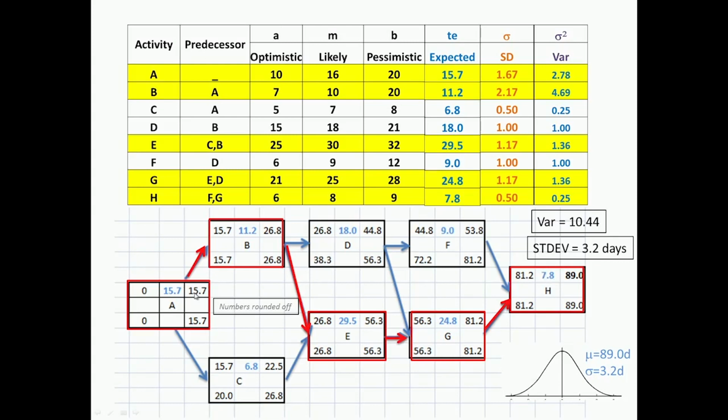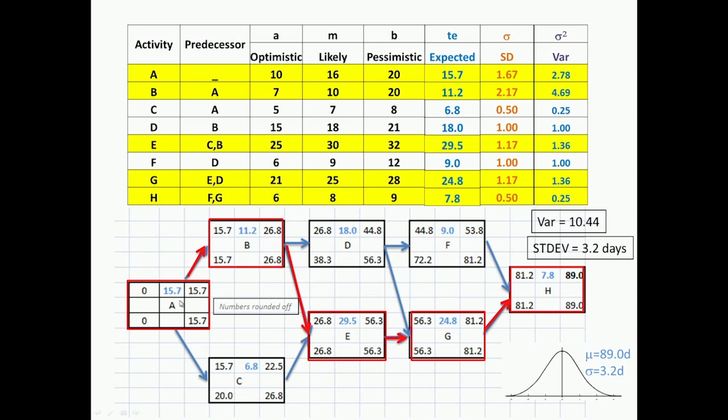Okay, and now, like we discussed earlier, I will have to find the variance of this 89 being the mean. What is the variance of this distribution? We remember it is the sum of the variances. So I have to take the sum of the variance of A, B, E, G, H, and sum it up, and I get a total variance of 10.44.